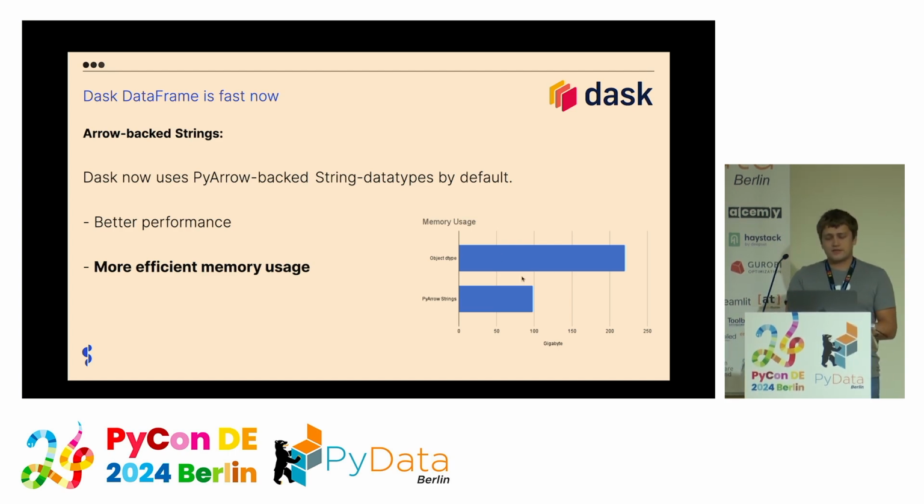On the right side, we can see a small plot where we just compare memory usage of object dtype versus PyArrow strings. This was measured on a data frame that had 2 string columns and 20 numeric columns. So even reducing the 2 string columns gave us over 50% improvement.